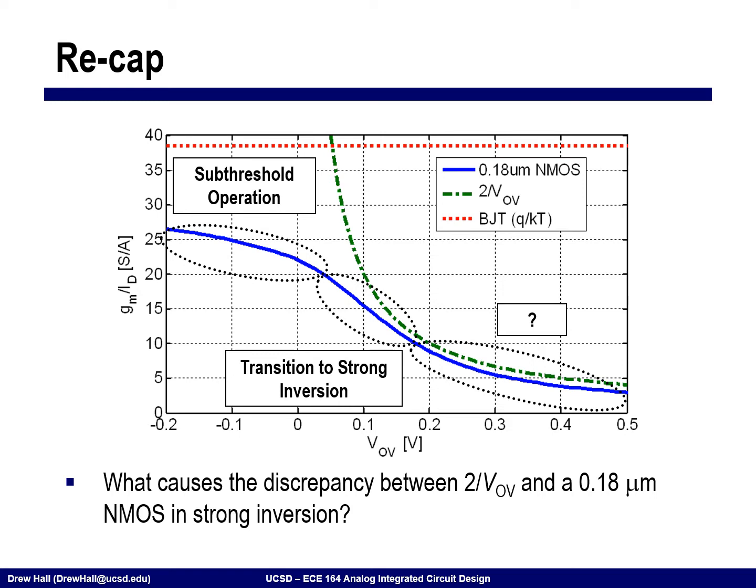Okay, so to recap our gm over ID plot, in this region here, below VOV equal to 0, this is what we would call subthreshold. And subthreshold is very similar in behavior to a BJT, albeit attenuated by that capacitive divider ratio. Then we start to transition into moderate inversion here. Okay, and then once we get out of moderate inversion, we move to strong inversion. And so the question is, what's going on up here in the strong inversion case? Why is this green curve slightly above this blue curve? Can we explain this type of behavior?